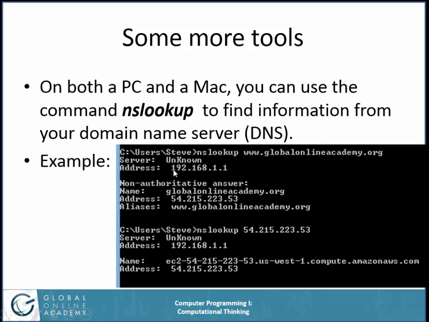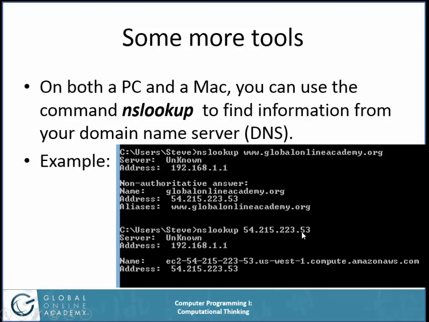But then it says, okay, and then I go from there to the final place, and it finds a domain called globalonlineacademy.org at address 54.215.223.53, and the domain name server says I can either call it www.globalonlineacademy.org or globalonlineacademy.org. Those names are both associated with this IP address.